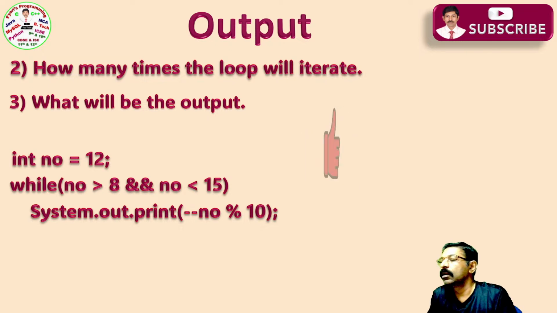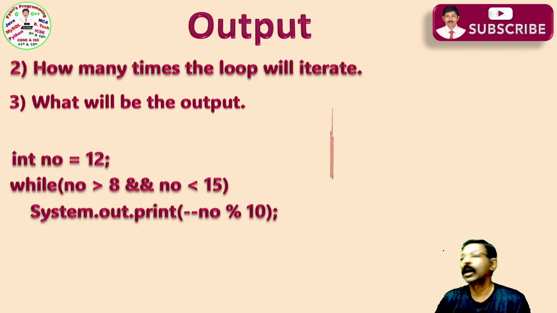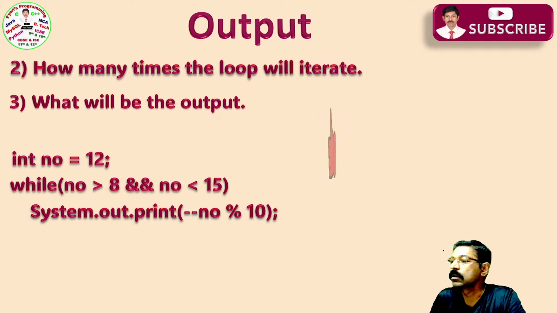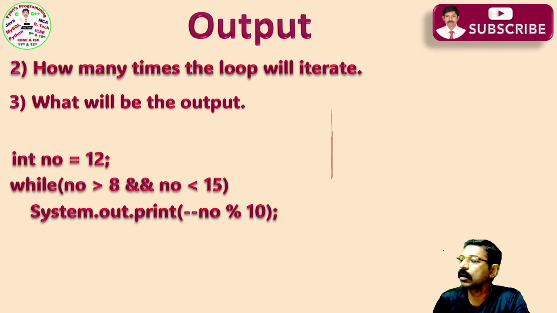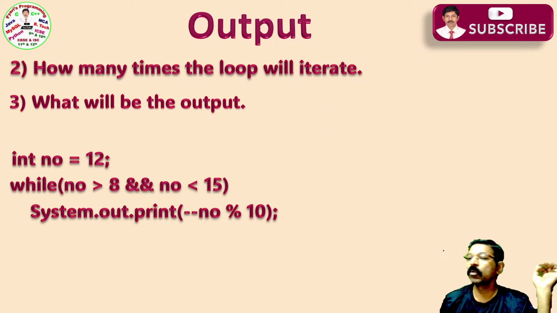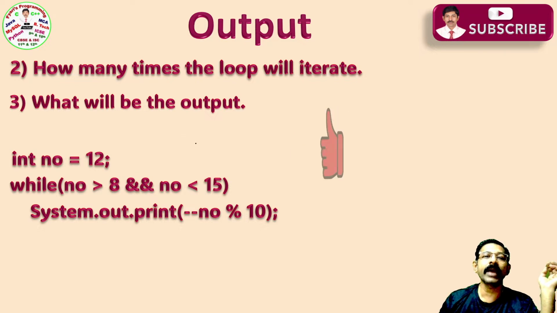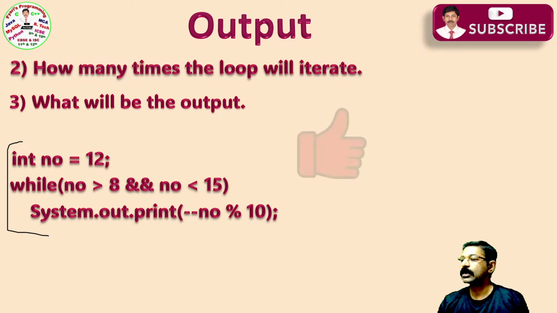Whatever reason I'm asking, these are the candidate questions for your assertion and reasoning. So be careful about this. Whatever explanation I'm giving is for assertion and reasoning. Okay, we are moving towards the next question. How many times will the loop iterate? Number two, what will be the output of the following loop? As I said, you have to perform quickly this time.